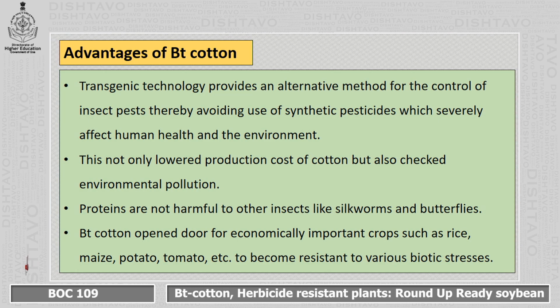Now what are the advantages of Bt cotton? Transgenic technology provides an alternative method for control of the insect pest, thereby avoiding the need of synthetic pesticides which used to be sprayed by humans. They are also chemicals, so they are harmful for the plant life itself. Though they are protecting the plant, they are also harming the plant. This not only lowers the production cost, but also keeps a check on environmental pollution.